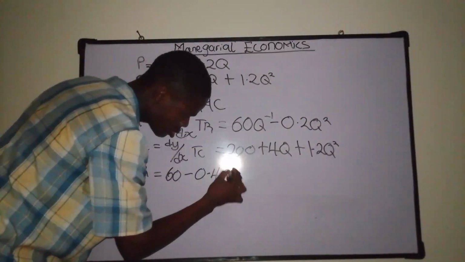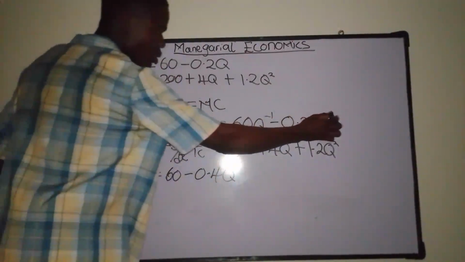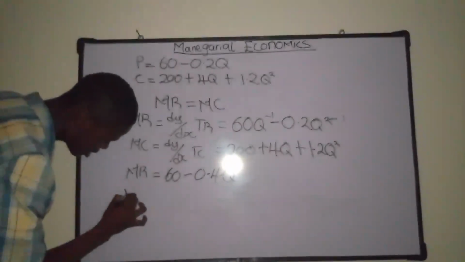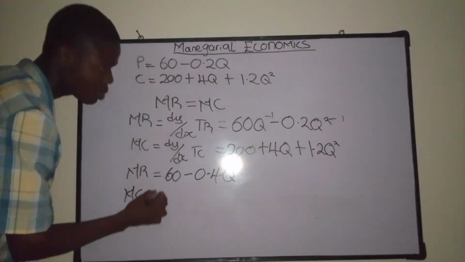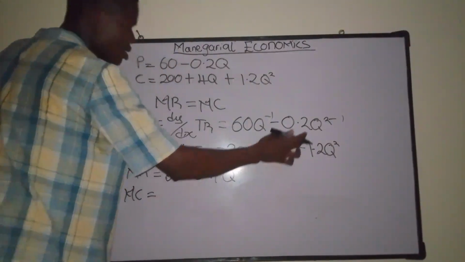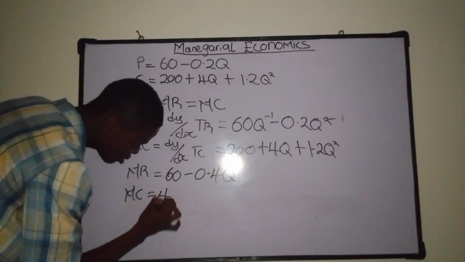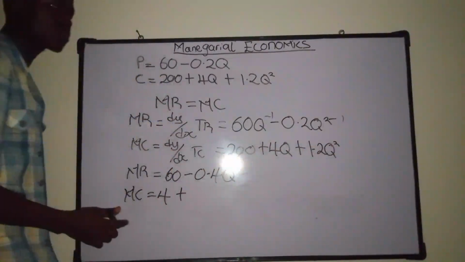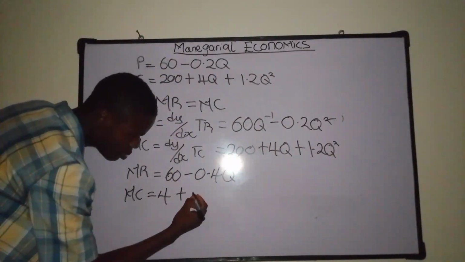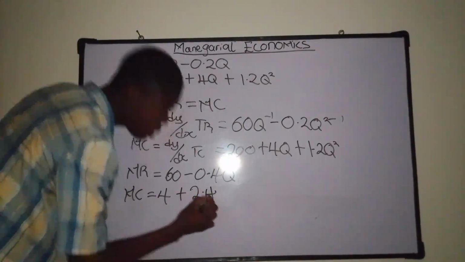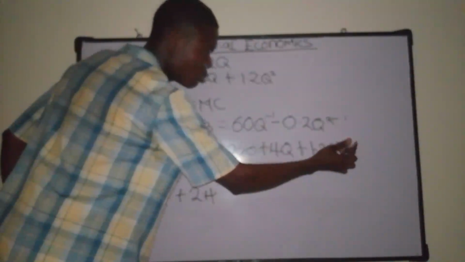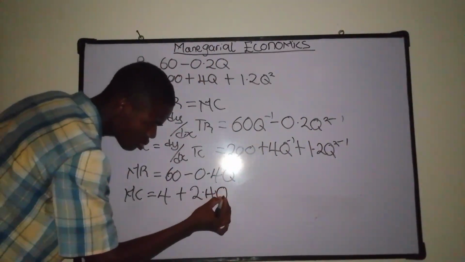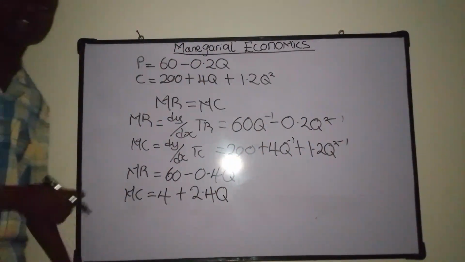0.4q. Just q, since 2 minus 1 is 1. For 200, there's no letter here, which means there's no power, so it disappears for marginal cost. So it becomes 0. We have 4q, right? 1 multiplied by 4, which is still 4, plus 2 multiplied by 1.2, which is 2.4. Remember, you subtract 1 from the power, 2 minus 1, which is just q for this. Now we found our marginal revenue and our marginal cost.